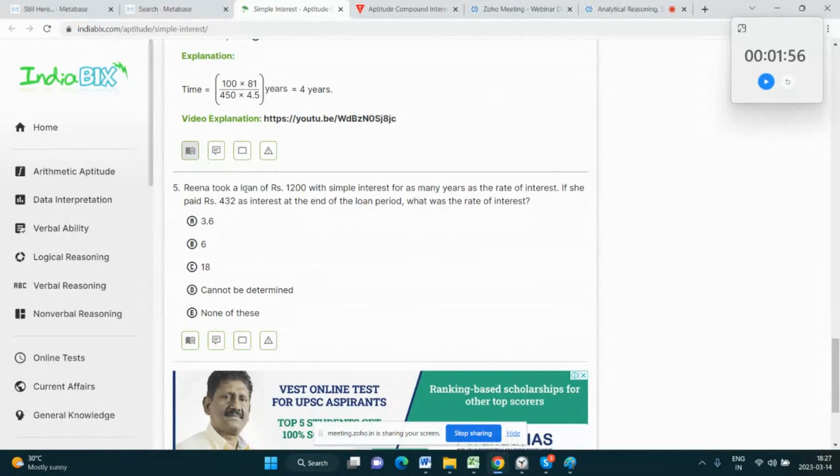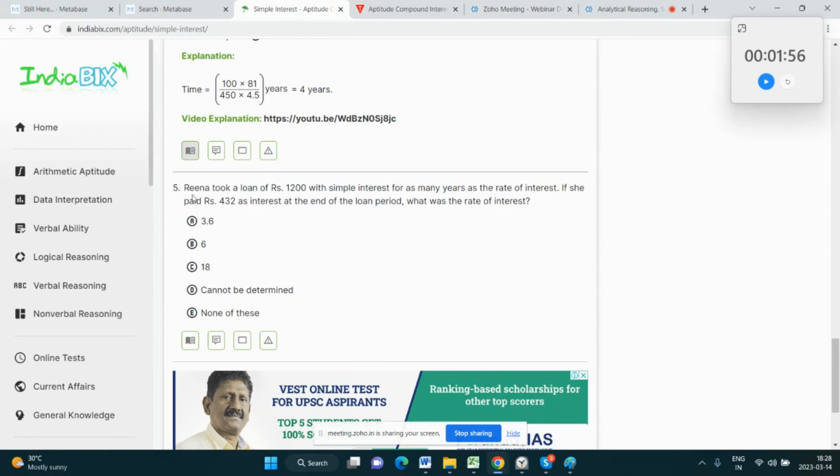Reena took a loan of 1,200 rupees with simple interest for as many years as the rate of interest. Rate of interest, number of years, if rate of interest is 5%, number of years 5. 4 வருஷத்துக்கு அவ லோன் எடுத்தனால 4%, 3 வருஷத்துக்கு எடுத்தனால 3%. அந்த மாதிரி it is the same with simple interest for as many years as the rate of interest.